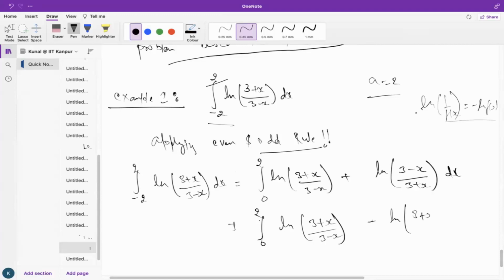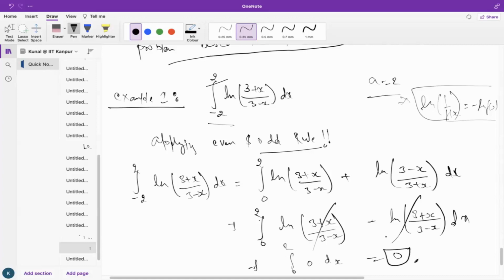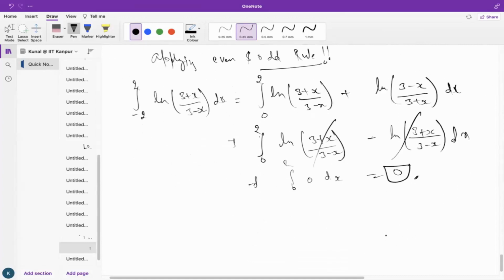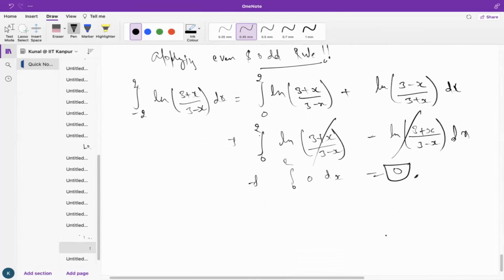I'm using this concept. So it will be like (3 + x)/(3 - x). And if you look at this, both will be the same, so it will cancel. And we get the integral from 0 to 2 of 0 dx. So we get the final integration value as 0. Right, so this is my integral value.